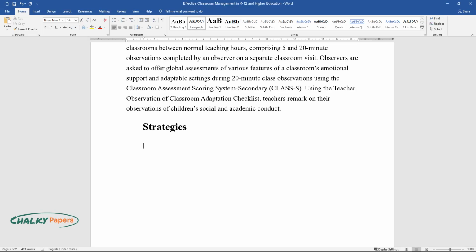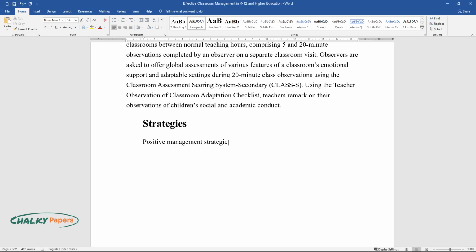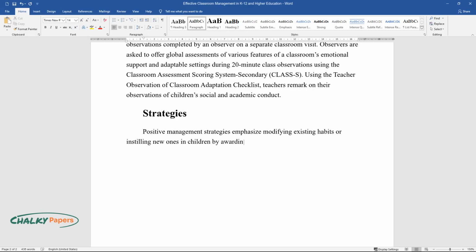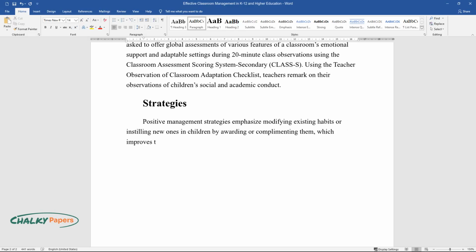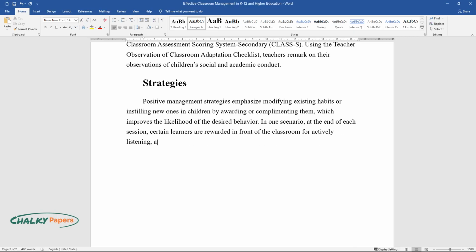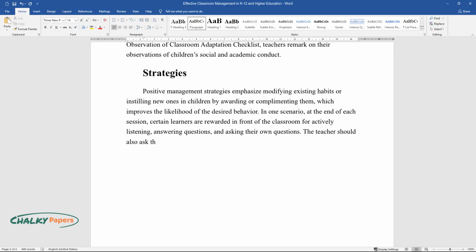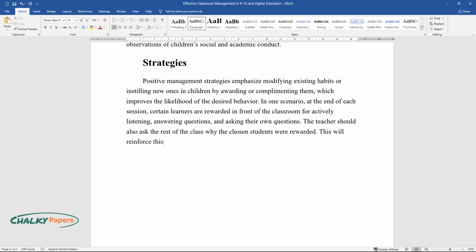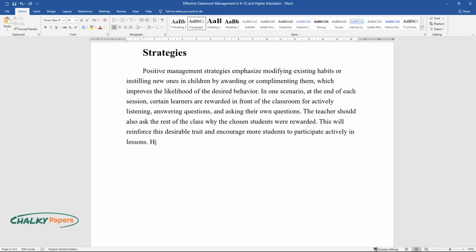Strategies. Positive management strategies emphasize modifying existing habits or instilling new ones in children by awarding or complimenting them, which improves the likelihood of the desired behavior. In one scenario, at the end of each session, certain learners are rewarded in front of the classroom for actively listening, answering questions, and asking their own questions. The teacher should also ask the rest of the class why the chosen students were rewarded. This will reinforce this desirable trait and encourage more students to participate actively in lessons.